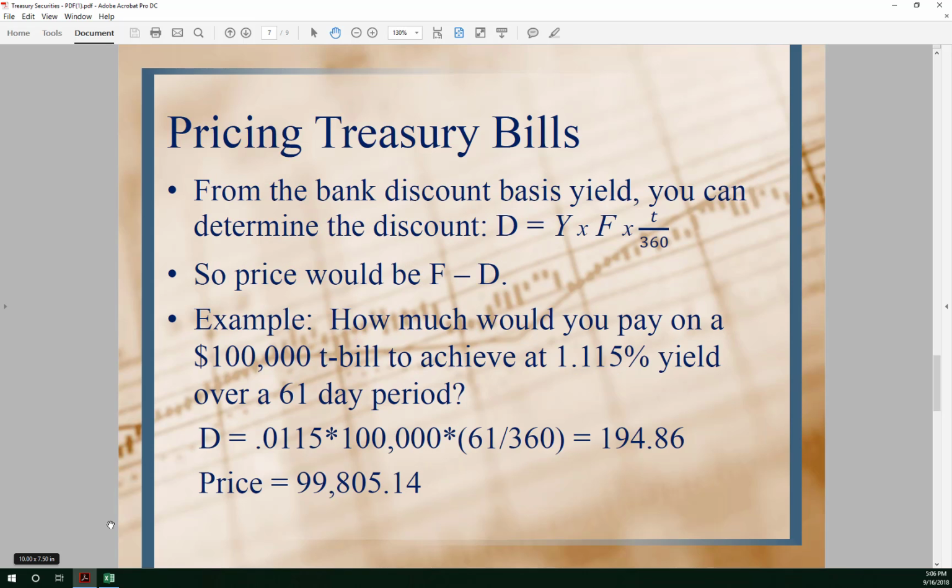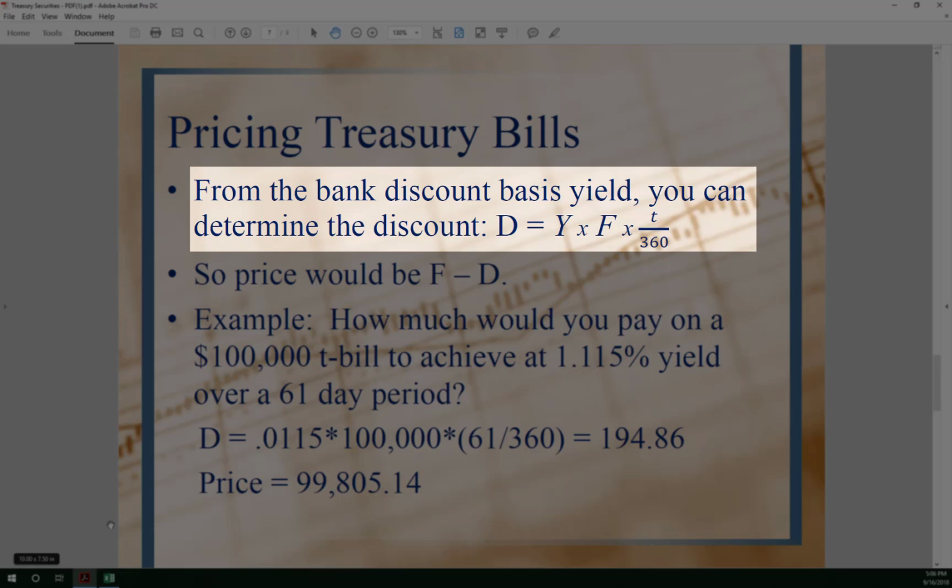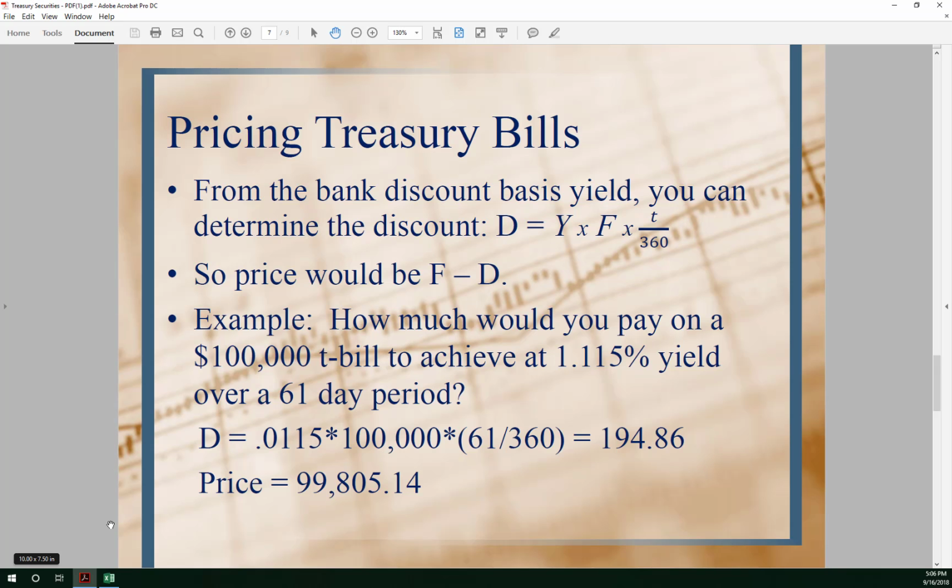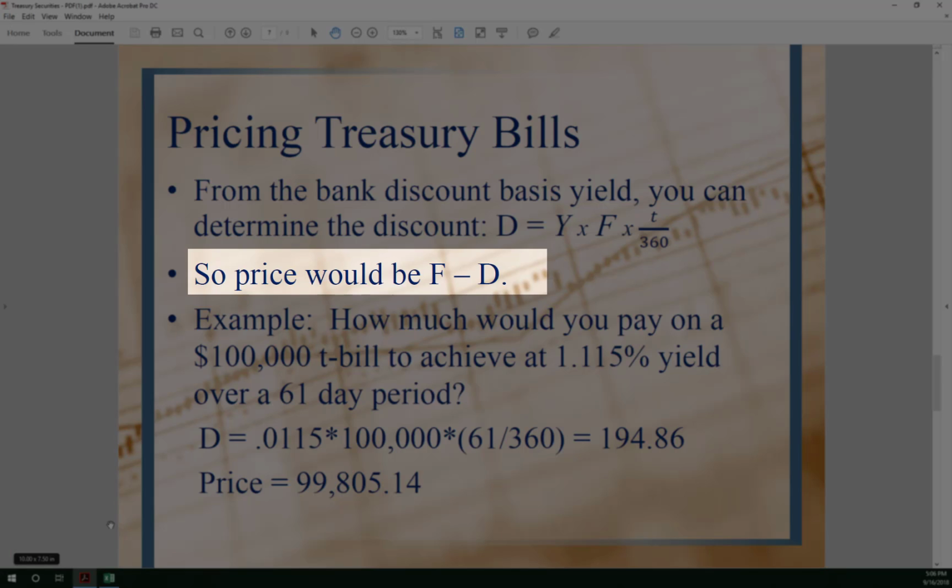We can do another thing with that formula. We can rearrange things algebraically and come up with the discount. We can solve for the discount if we know the yield, the face value, and the time to maturity. And if we know the discount, then we can figure out what the price for those bonds would be. The price is going to be the face value minus the discount.